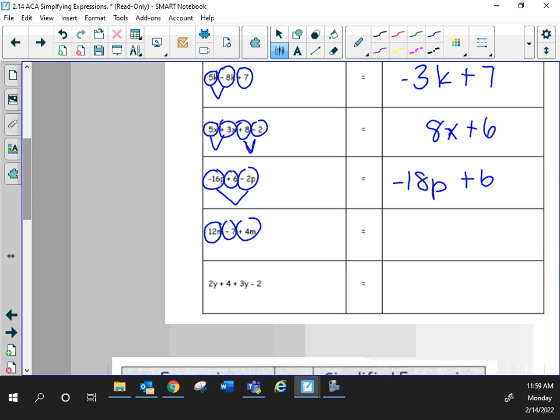12m, negative 7, positive 4. Positives with positives, that gives me 16m minus 7. And then the last bit, I have a total of 5y plus 2.